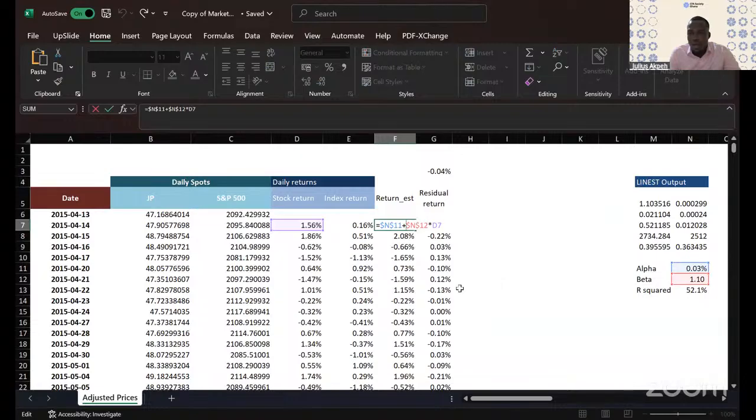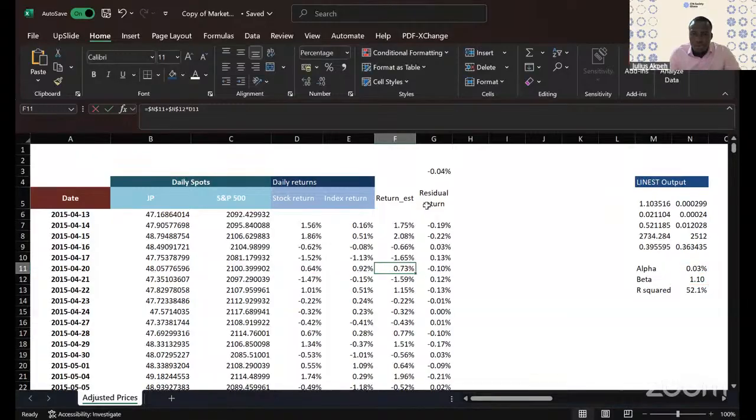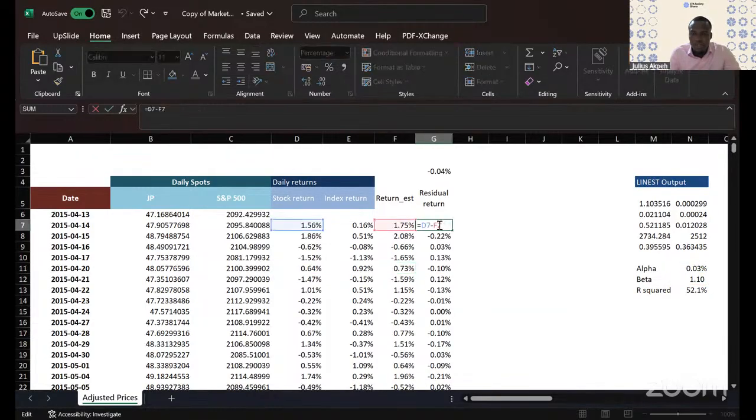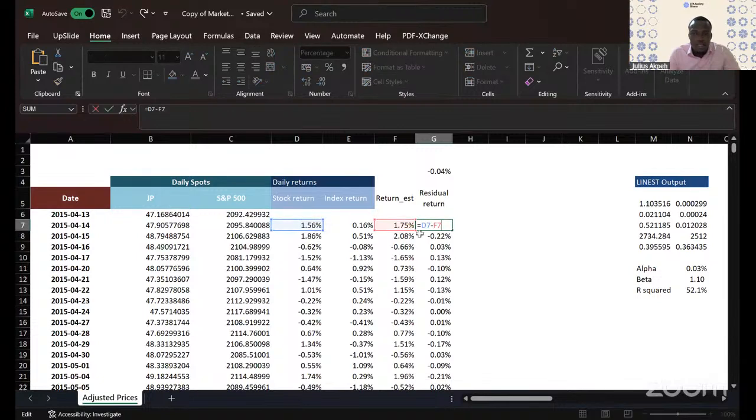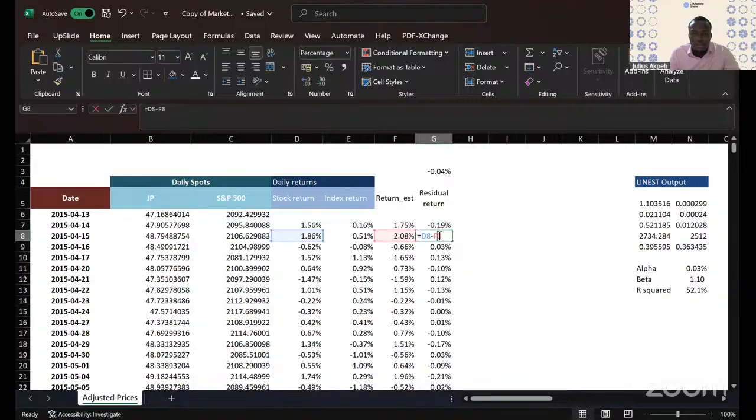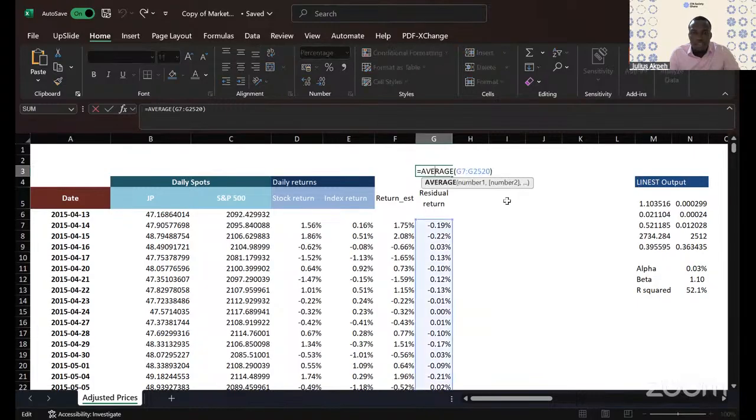Okay, so I have my model. So my model is correct. So I need to be able to have that. Just a moment, guys. So I have my stock returns minus the estimated returns, which is a residual, which must be zero for the regression to work. Here it is not zero. The average is not.